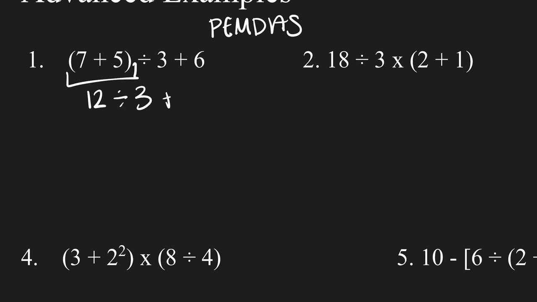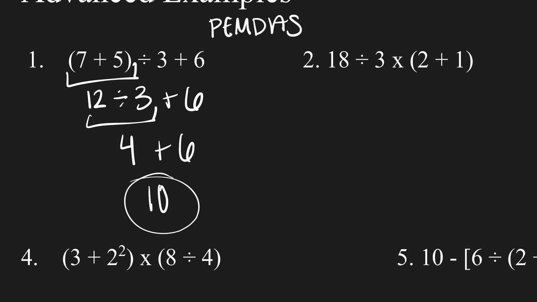We're just going to carry everything else straight down as is. Then we have, okay, so we have division and addition. Which one comes first? Well, we see division is first. So 12 divided by 3 is 4, plus 6 is 10. Okay, not too bad.